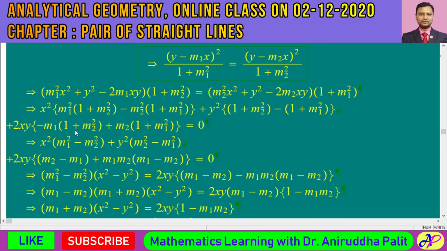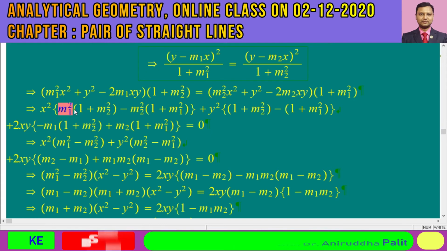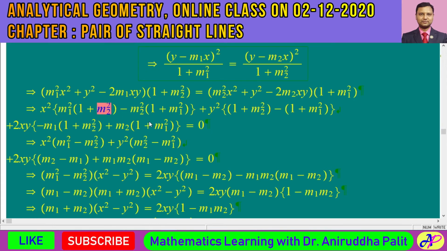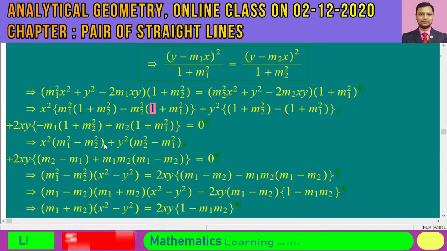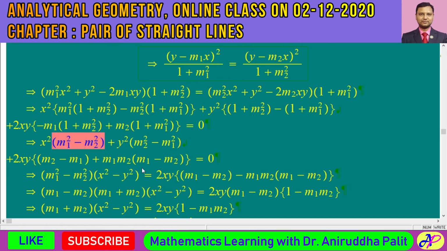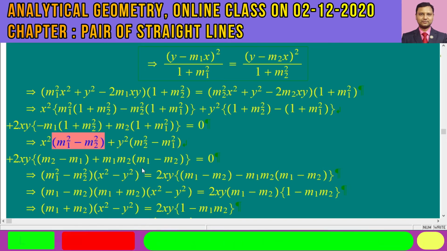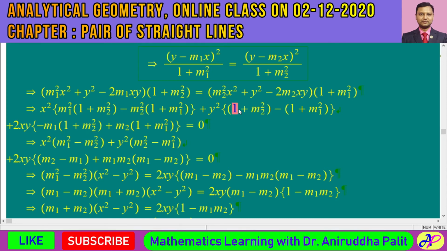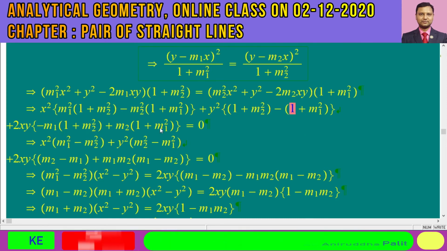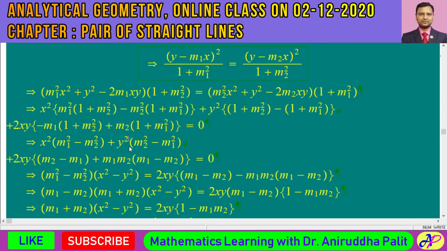Now what happens over here? M1 square into m2 square would get cancelled with this negative m2 square into m1 square. So ultimately we shall have m1 square multiplied by 1, that is m1 square, minus m2 square multiplied by 1. So the coefficient of x square would be m1 square minus m2 square. Similarly, over here, this 1 will get cancelled with this 1. So ultimately, the coefficient of y square is equal to m2 square minus m1 square.